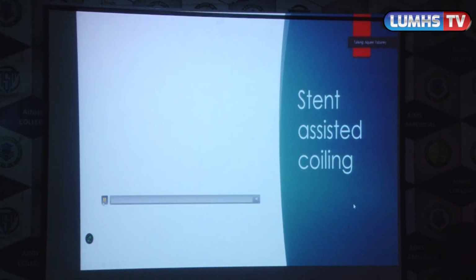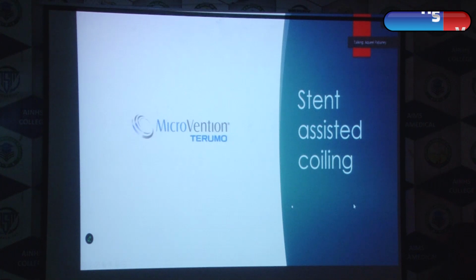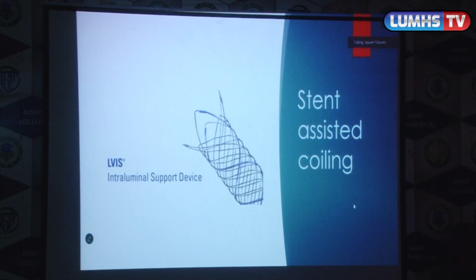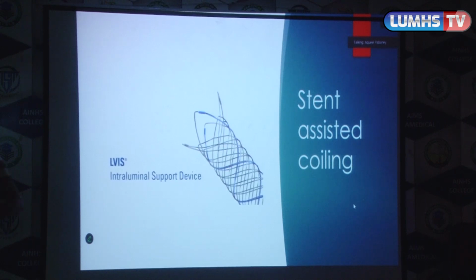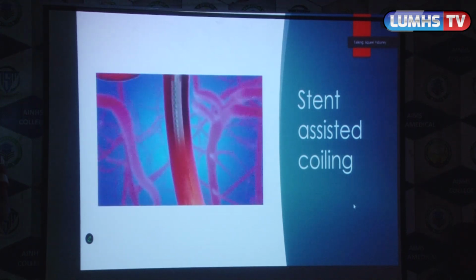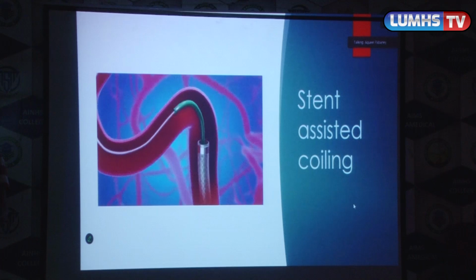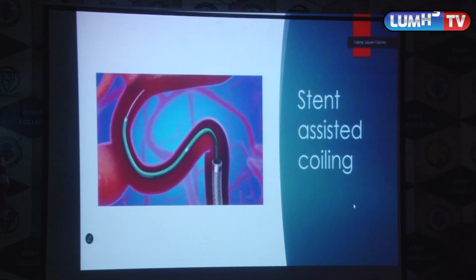Sometimes if you need a stent, this is how this procedure is done. These videos are sponsored by Microvention, so they have a device called the Elvis. But there are several stents like this. There's Elvis, there's Atlas, there's Enterprise stents, and they have all different properties.